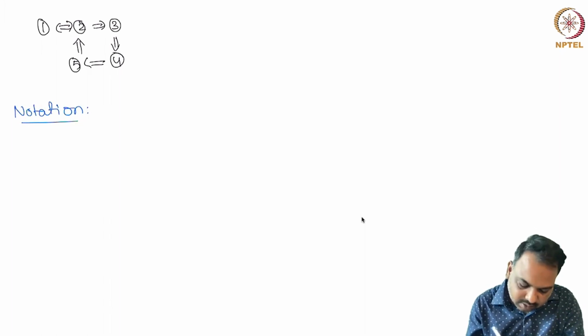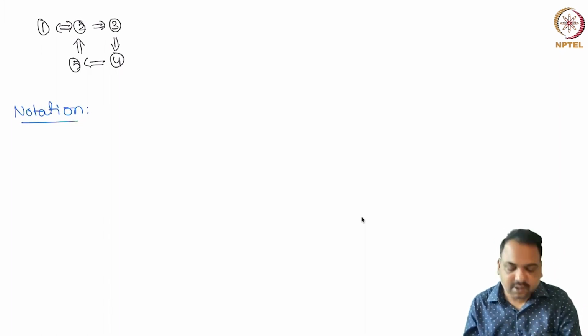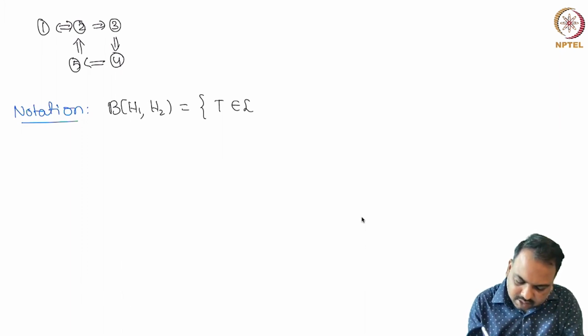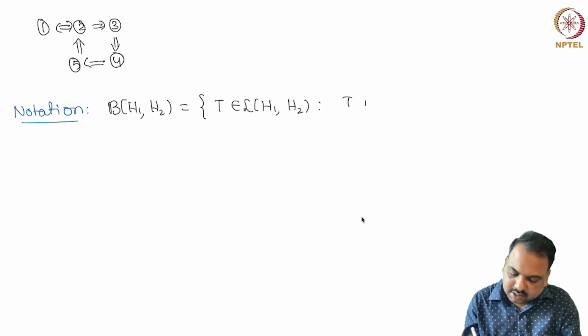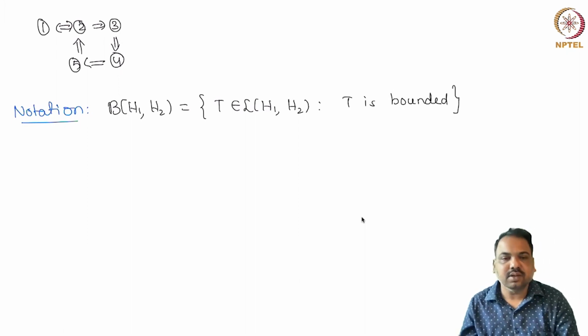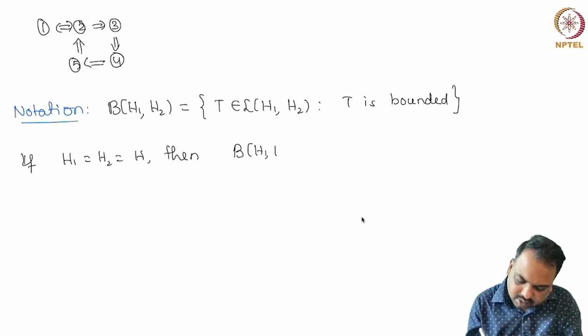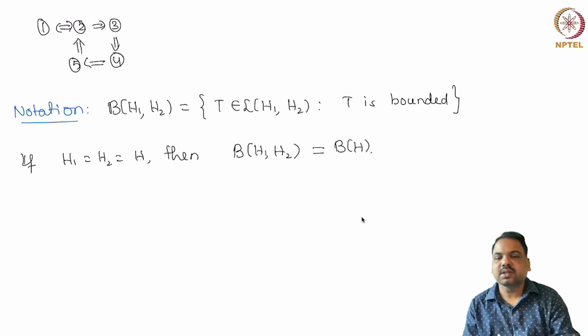We denote the set of all bounded linear maps from H1 into H2 by B(H1, H2). This is nothing but the set of all linear maps T from H1 to H2 such that T is bounded, or we can say that T is also continuous. And if H1 equals H2 equals H, then we write B(H1, H2) as B(H) for notational simplicity.